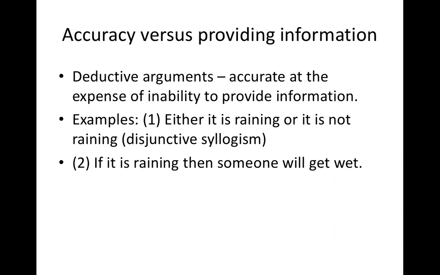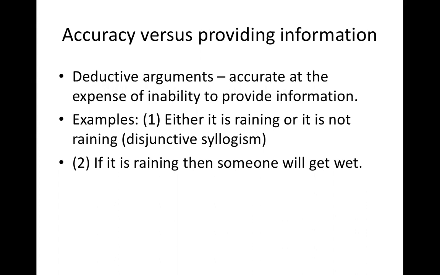For example, either it is raining or it is not raining. This is a disjunctive syllogism. Either it is raining or it is not raining. Disjunctive statement. Now, this statement is correct. It is always correct. If it rains, this statement is correct. If it doesn't rain, this statement is still correct. So whether it rains or not, statement one will always be correct.